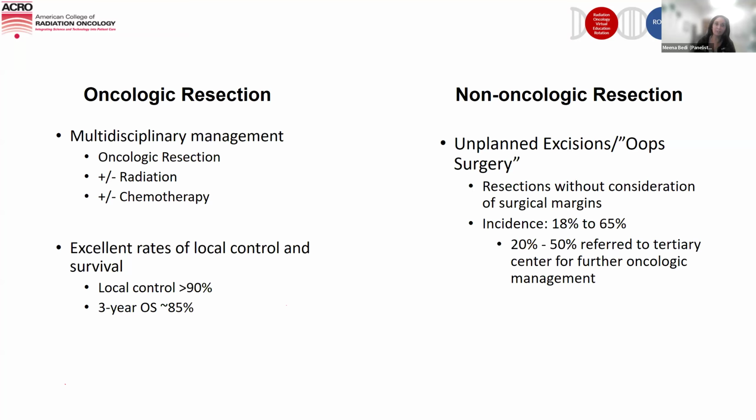So it's higher than a lot of us think. These non-oncologic resections occur quite often, and we've been seeing them more and more. The term non-oncologic resection refers to unplanned excisions or resections without really considering those surgical margins, those wide surgical margins that we need to impact the control of the disease. Although about 20% or more have non-oncologic resections, only up to half are referred to tertiary centers for oncologic management.